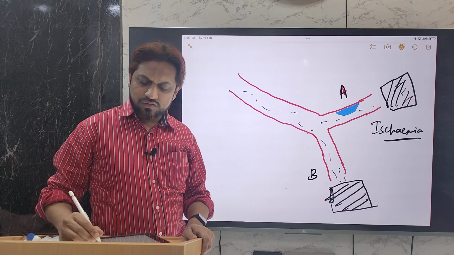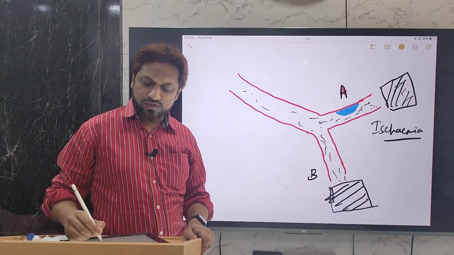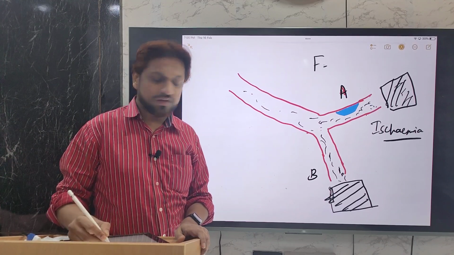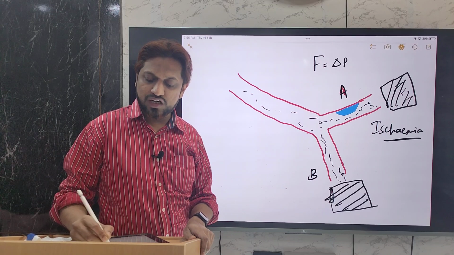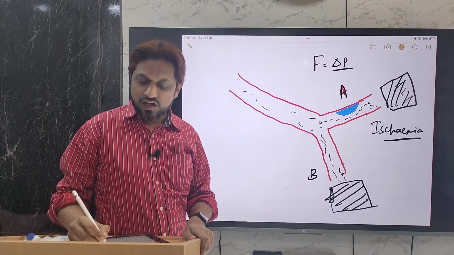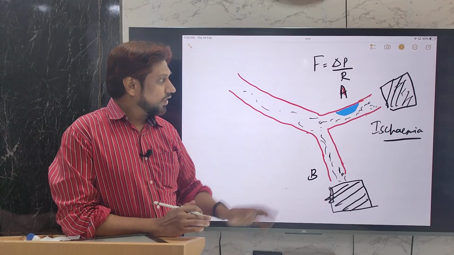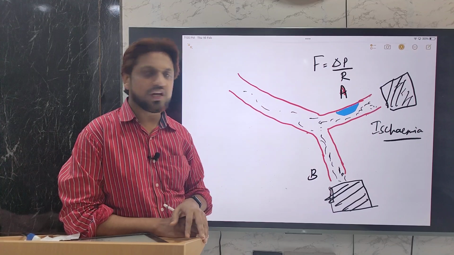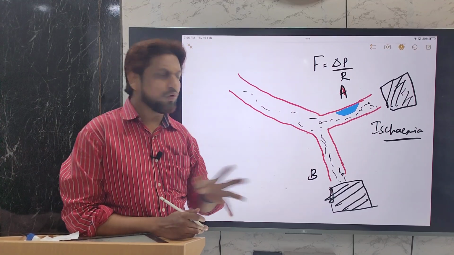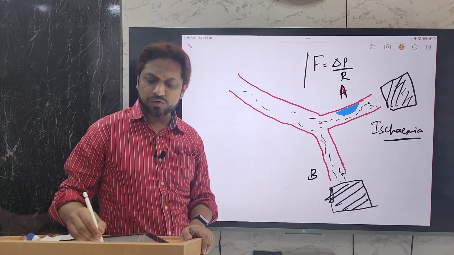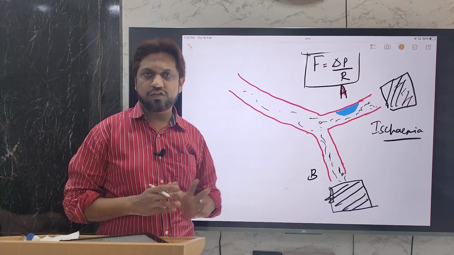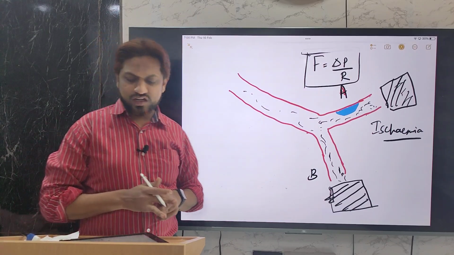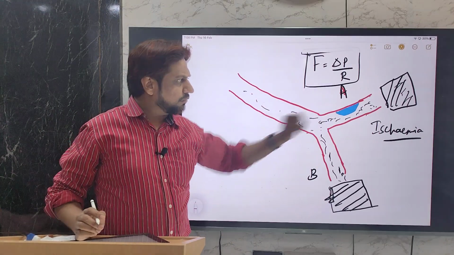Now how does this ischemia occur in the flow? You have to go to Ohm's law, which states that flow is directly proportional to the pressure gradient and inversely proportional to the resistance offered by the blood vessels. Pressure gradient means the pressure difference between the two ends of the blood vessel, and resistance is the resistance to the blood flow. We'll discuss Ohm's law in detail in hemodynamics, but this is the blood flow relationship. Flow is inversely proportional to the resistance and directly proportional to the pressure gradient.